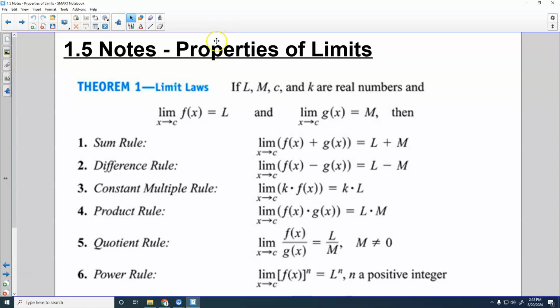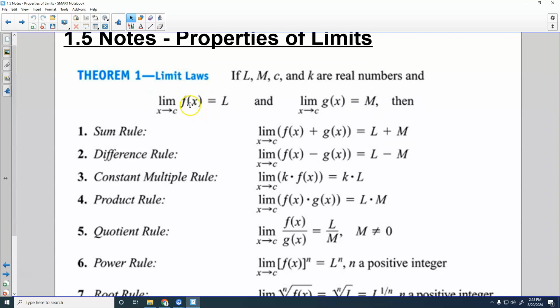So, properties of limits. There are several properties of limits that we must know that will help us be able to solve problems. For these limit laws, they are saying that the limit as x approaches c of f of x equals L, and the limit as x approaches c of g of x equals M. So this is the answer to the f of x, and this is the answer to the g of x here.